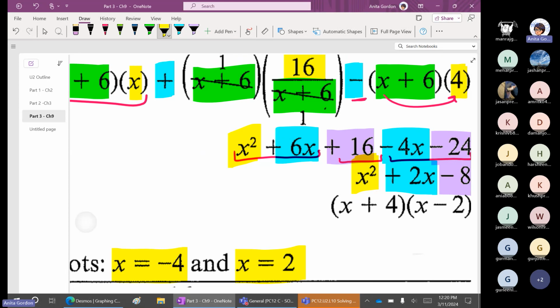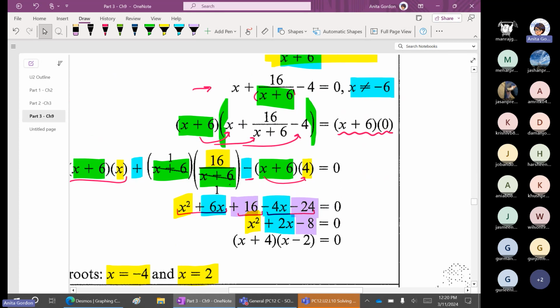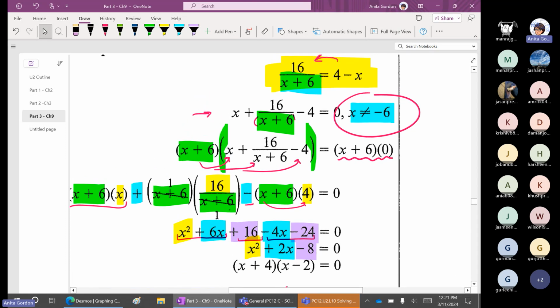So I've done steps 1 to 4. Step 5 is check against the restriction. My restriction was that I can't have a negative 6. These are not negative 6, so I passed the first check. Let's check the next one. Let's put it back into the original equation.